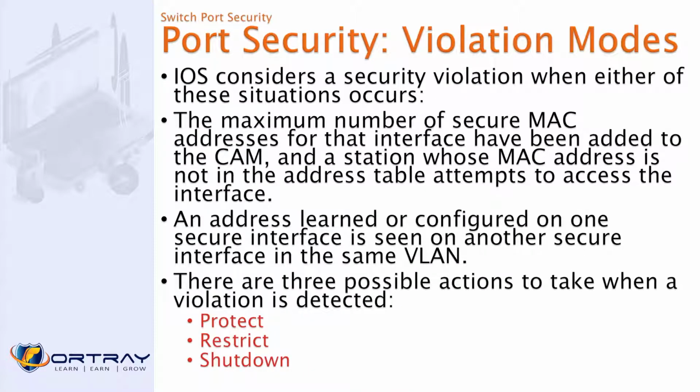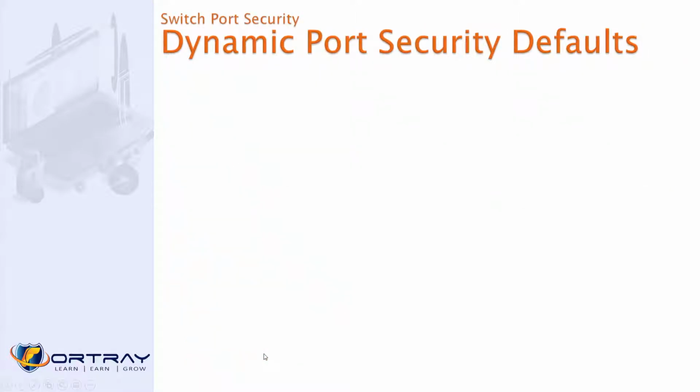Then the second thing is what we can do if any violation happens. The maximum number of secure MAC addresses for that interface has been added to the CAM, and a station whose MAC address is not in the address table attempted to access the interface. There are many possible actions that can be taken: protect, restrict, and shutdown. Okay, what are those? We will see as well.